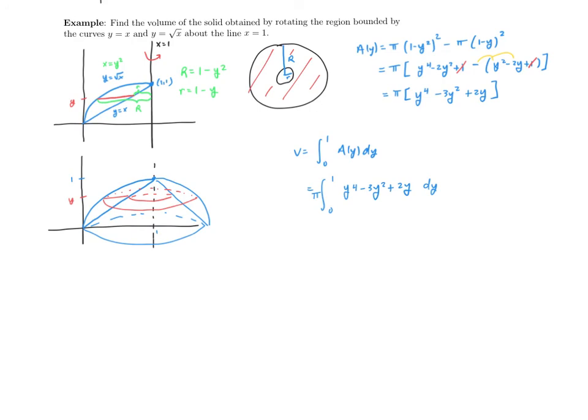So let's go ahead and evaluate, anti-differentiating term by term. We have 1/5 y to the 5th minus 3 over 3 y cubed plus 2 over 2 y squared from 0 to 1. So we replace each y with a 1. And we subtract away what we get when we substitute in y equals 0. So in this case, the volume of the solid would be pi over 5.